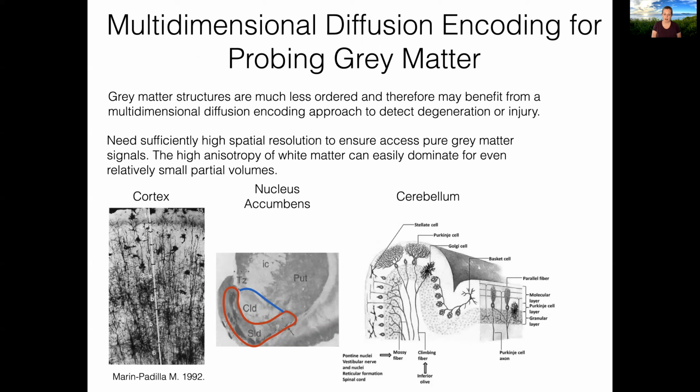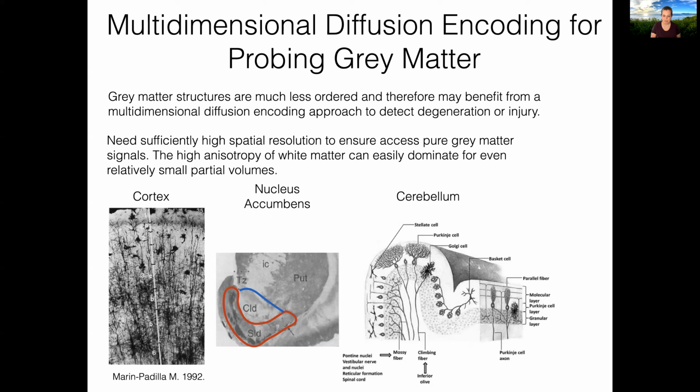gray matter. I really think this is the next frontier for diffusion microstructure imaging. And one key element is the need for sufficiently high spatial resolution to ensure access to really pure gray matter signals. The high anisotropy of the white matter can so easily dominate for even relatively small partial volumes. So I think we might only see the real potential once we combine the multidimensional diffusion encoding with more advanced image acquisition, image encoding, image recon schemes.